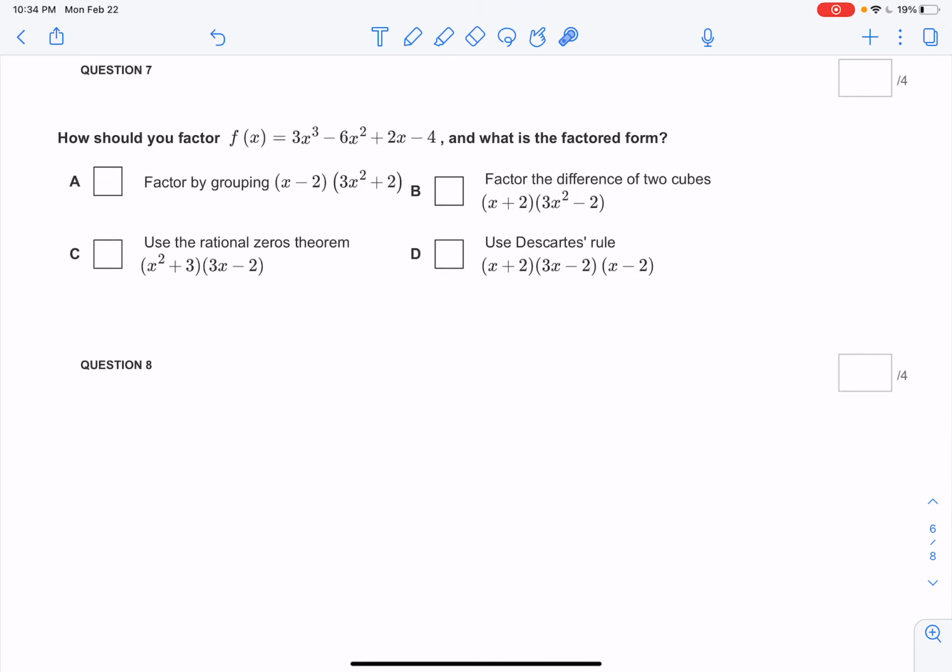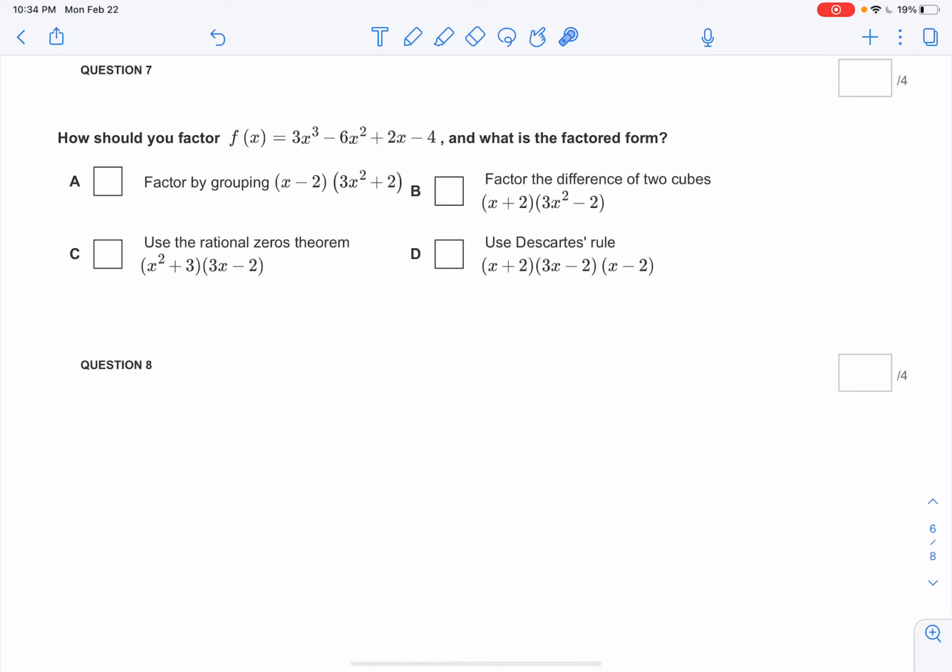All right, for question 7, how should you factor this guy right here in factor form? So what is the factored form? Should you factor by grouping? Factor the difference of 2 cubes, use the rational zeros theorem, which should say the rational root theorem, or use Descartes' rule. How do you factor this? Okay, how would you factor that?